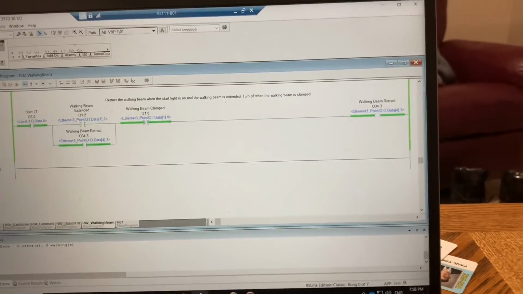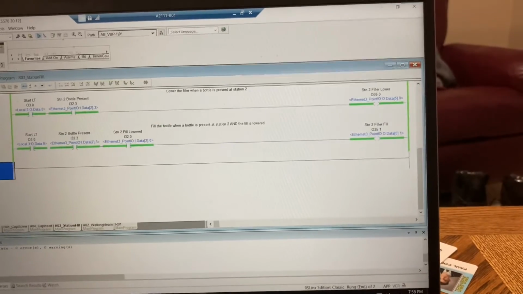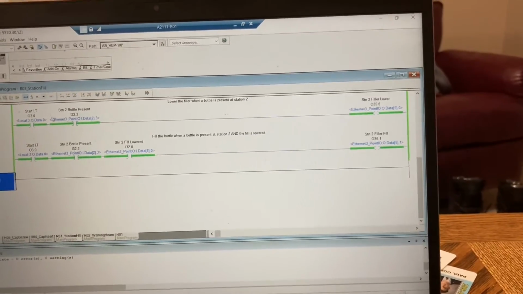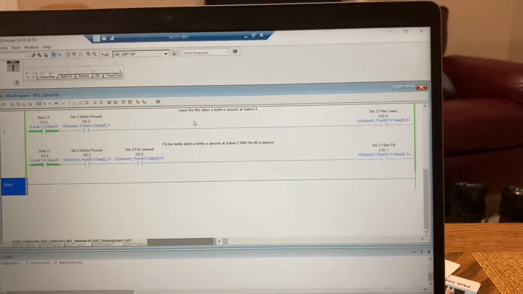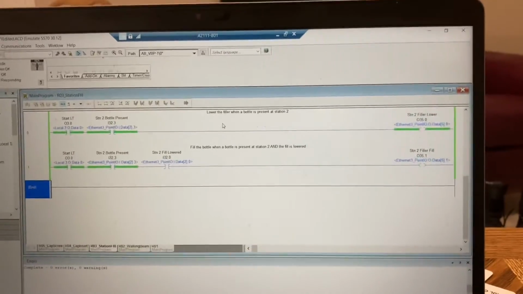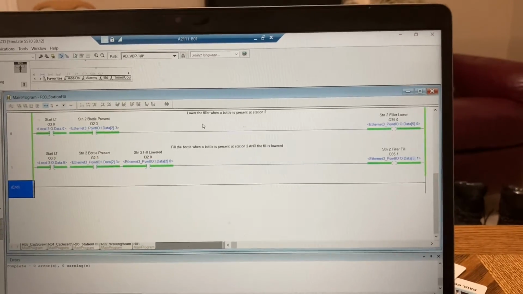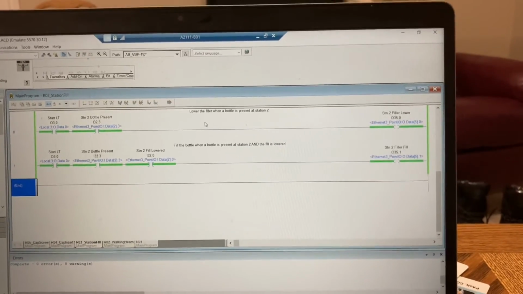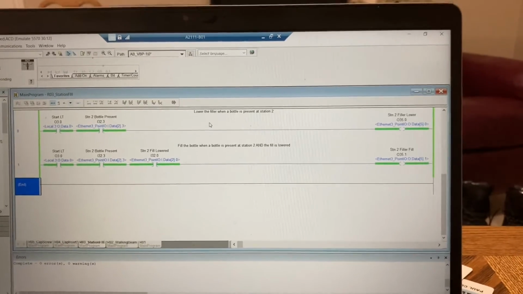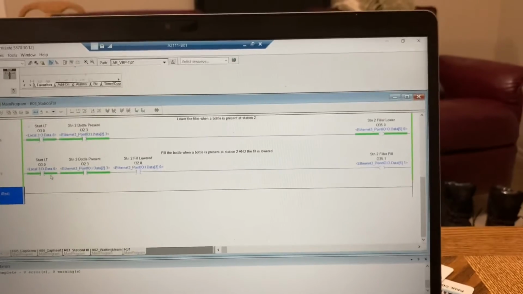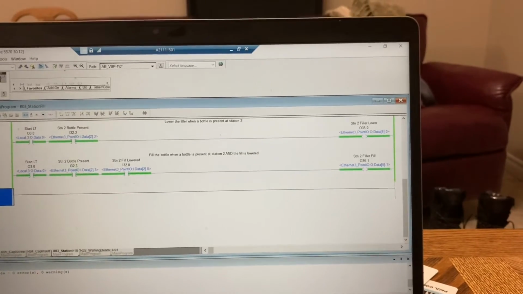Now let's go to the referenced subroutines. This is the third subroutine, which is the fill station. This first rung lowers the filler when the bottle is present at station 2, and the second rung fills the bottle when a bottle is present at station 2 and the fill is lowered, as well as the start button being on, the start light being on.